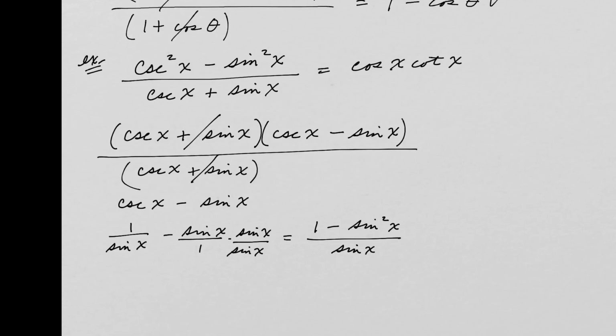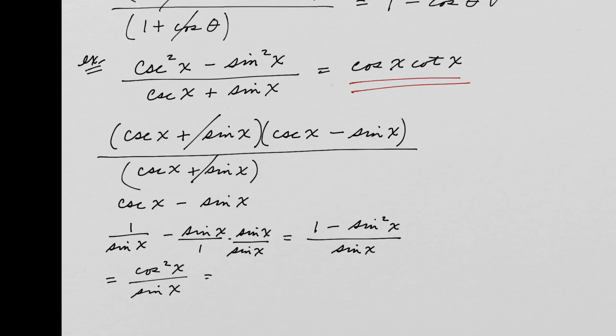But what is 1 minus sine squared? What is that numerator now? Isn't that just cosine squared? So this is equal to cosine squared of x over sine of x. Remember, ultimately we want to try and get this right-hand side, cosine times cotangent. Actually, it looks like we have it already, right? So we have to break this up a little bit.